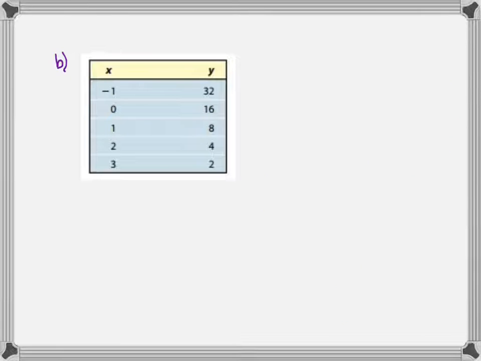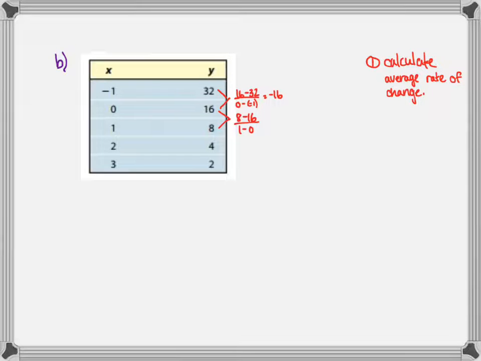Okay, let's look at another table. So let's again start by calculating the average rate of change. So here we have 16 minus 32 over 0 minus negative 1, which is negative 16. 8 minus 16 over 1 minus 0, which is negative 8. 4 minus 8 over 2 minus 1, which is negative 4. 2 minus 4 over 3 minus 2, which is negative 2.